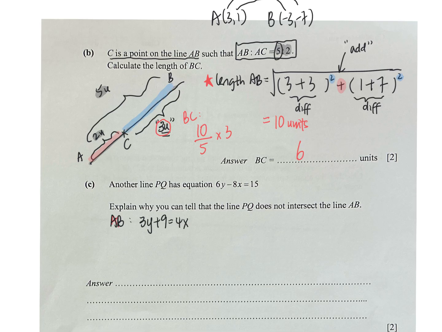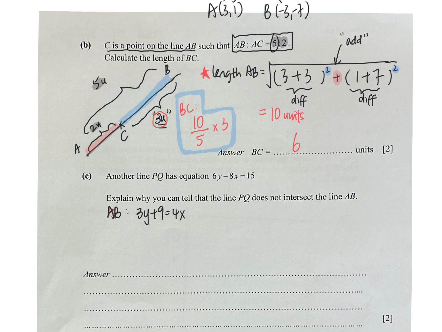Correct. So 5 units is 10 units or 10 cm, right? But I want to find only 3 parts of it. So that's why I divide by 5 times 3. Okay, so this one is the unconventional question that you don't see in your notes or assignment, but you need to know how to apply and adapt.